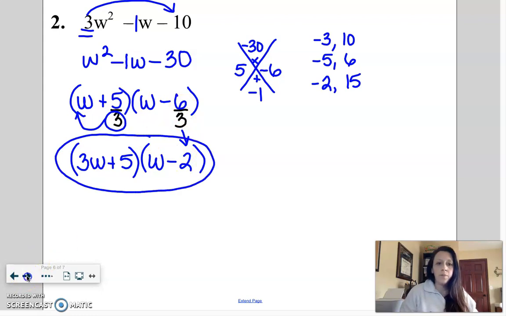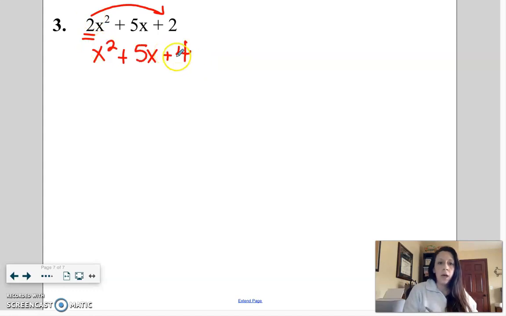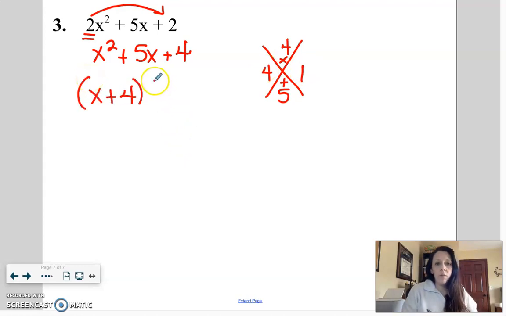Okay, one more. So we got a number in front that's bigger than 1. Slip it to the end and multiply. Okay, factor. So what times what equals 4 that adds up to 5? 4 and 1 is what comes to mind right now because 4 plus 1 is 5. Okay, divide by the outside number that you slipped over, which was a 2.